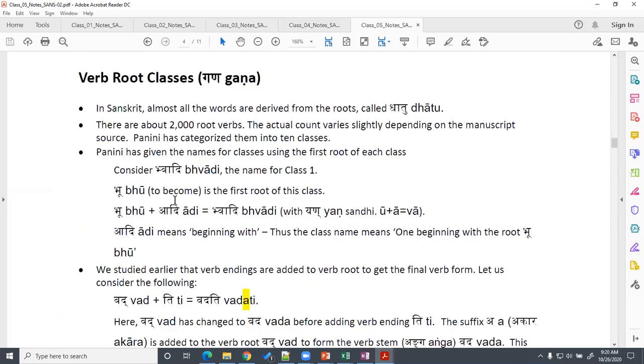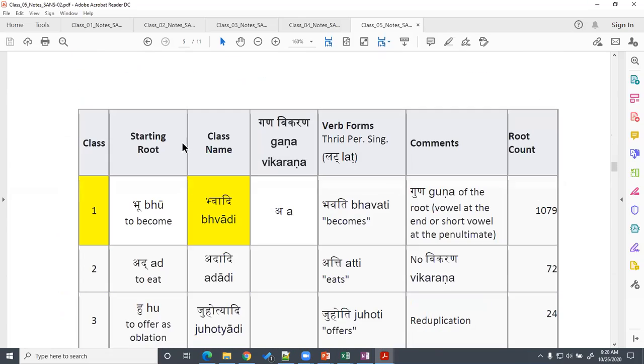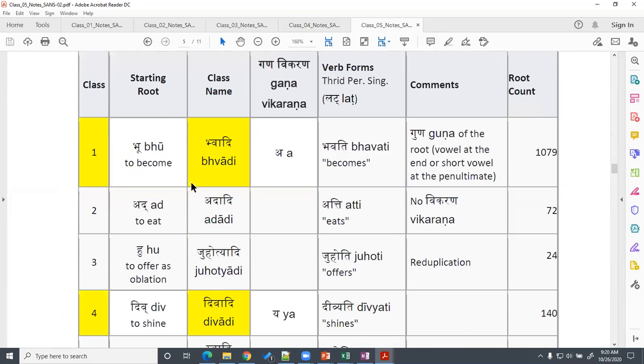Then there is another concept called Gana, that all the roots are divided into classes. There are about 2000 verbal roots in Sanskrit. And out of 2000, about 400 to 500 are the ones which you will find most commonly used. So if somebody understands those 400 to 500 roots, they would be pretty okay in understanding most of the Sanskrit texts.